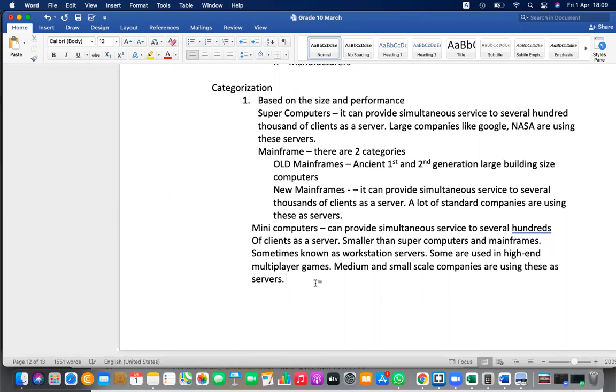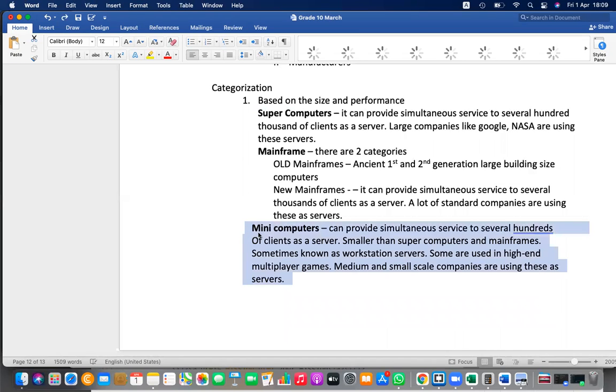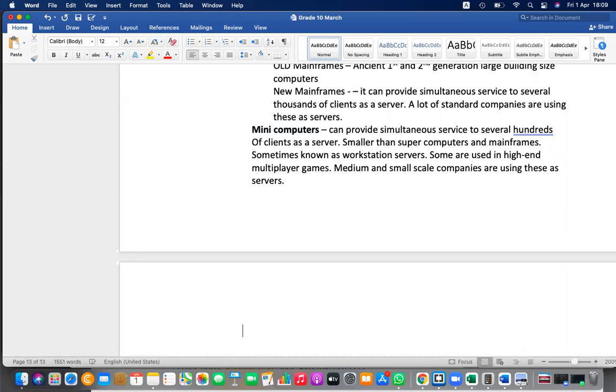Okay. Right. Based on the size and performance, the first one is supercomputers, the second one mainframe, the third one mini computers, and finally you have the microcomputers.